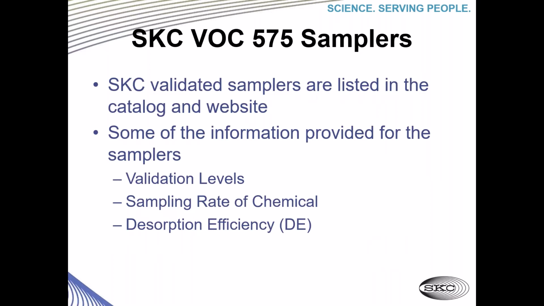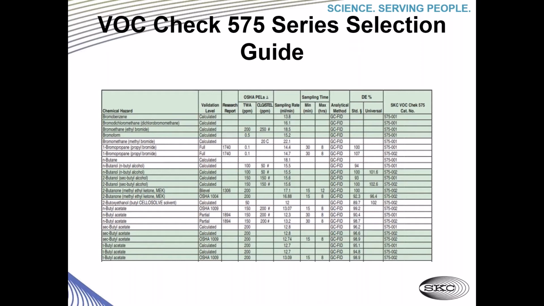A little bit about the 575 samplers. They're listed in the catalog and on the website. Some of the information provided for the samplers is going to include validation levels, sampling rate of the chemical, and the desorption efficiency. Here's a picture taken out of our catalog regarding the 575 series samplers. You can see on this table we have validation level, sampling rate, and desorption efficiency. We'll look at the validation levels first.